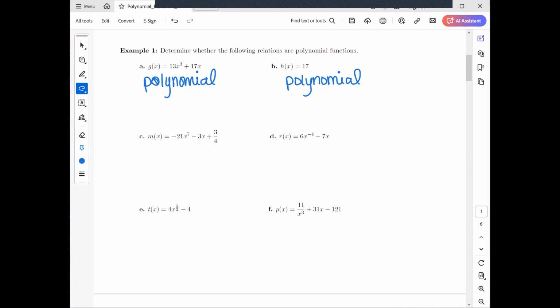Part C, we have m of x equal to negative 21x to the 7th minus 3x plus 3/4. Now you may be thinking, wait, this guy has a fraction. That's not a polynomial. You can have a fraction, but there's no variable in the denominator. And because there is no variable in the denominator, and there are no negative exponents or fractional exponents on those variables, this guy is a polynomial.